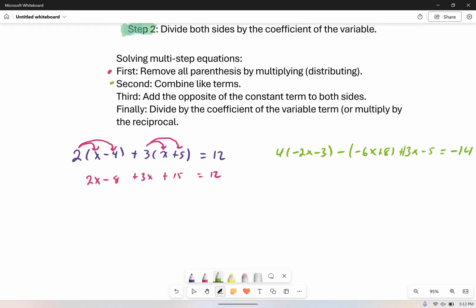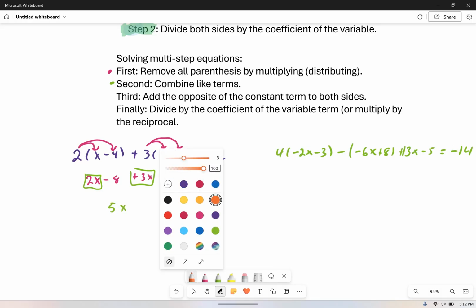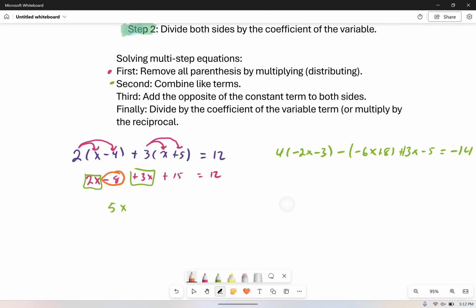The second, combine like terms. I have a 2x, and I have a 3x, so I can have a 5x. I also have a -8 and a positive 15, which is a positive 7, and that equals 12. Then we go to step 3. Add the opposite, -7, -7. Bring down the 5x. 5x equals 5.